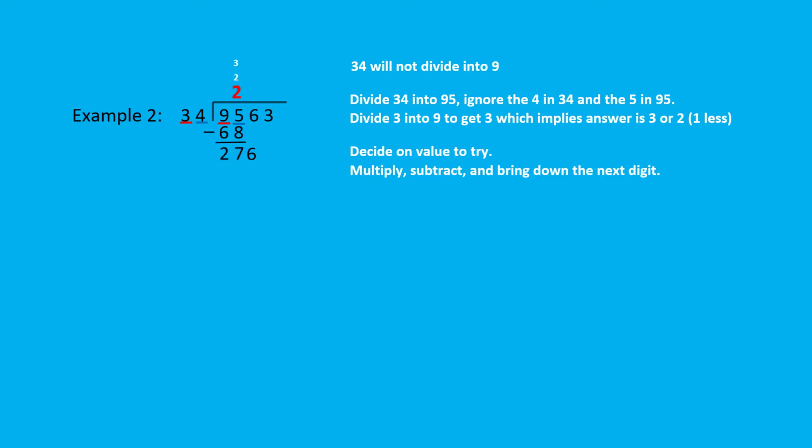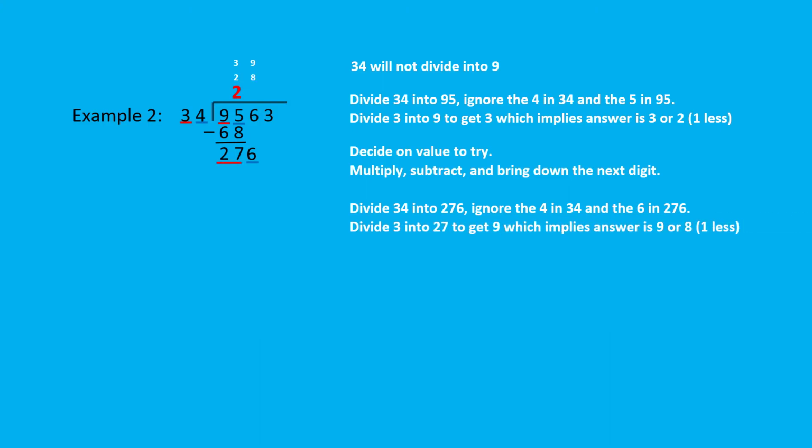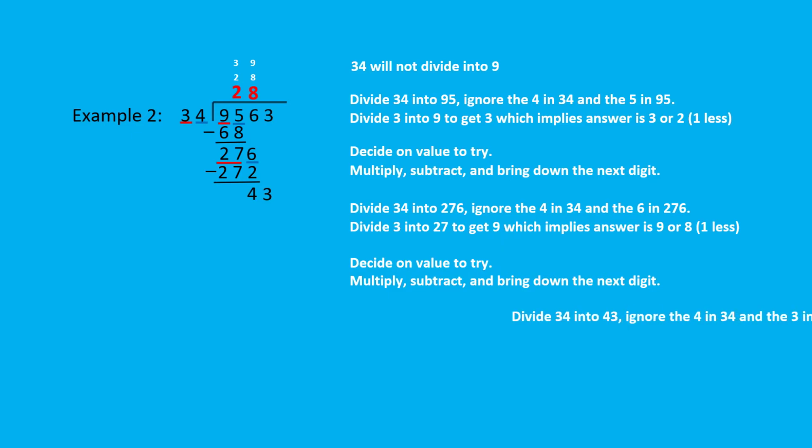Bring down the 6. Now we take 34 into 276. Ignore the 4 in 34 and the 6 in 276. Divide 3 into 27 to get 9, which implies 9 or 1 less, 8 for the answer. Decide on the value. We chose 8. Multiply, subtract, you get 4. Bring down the next digit, 3.